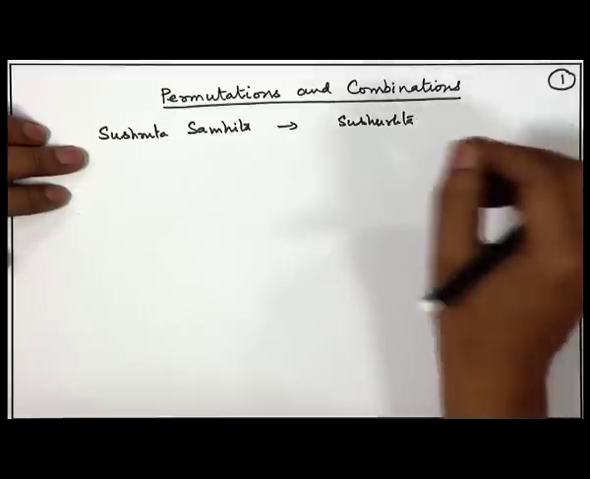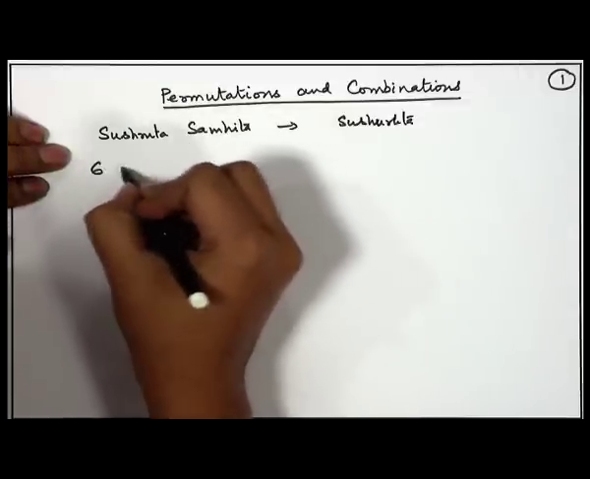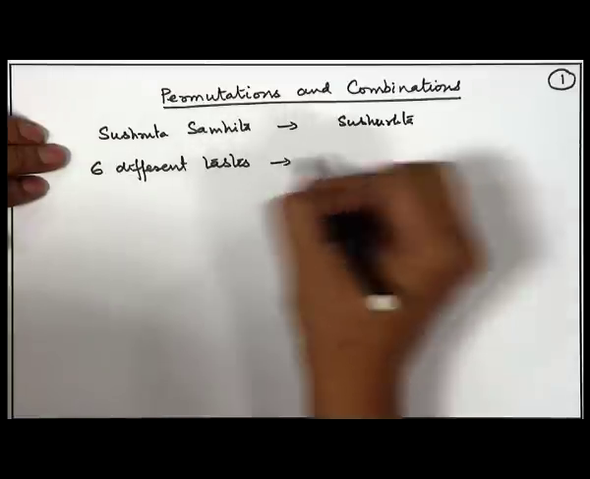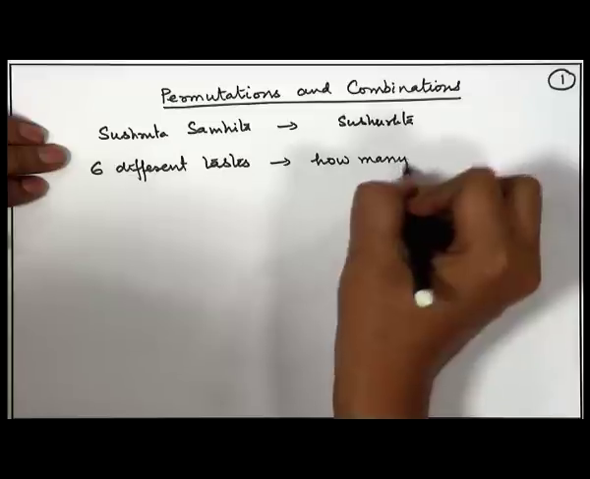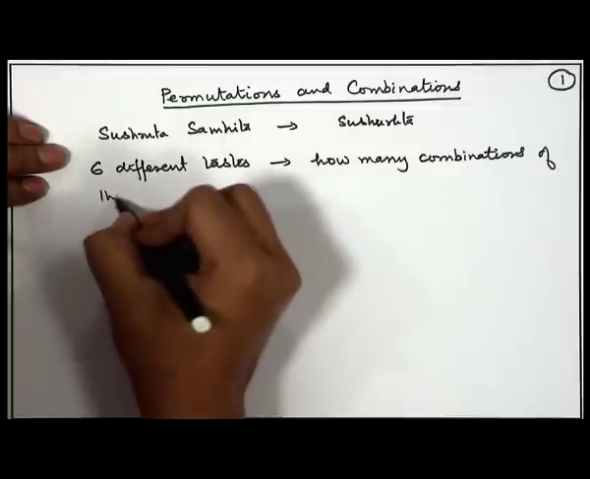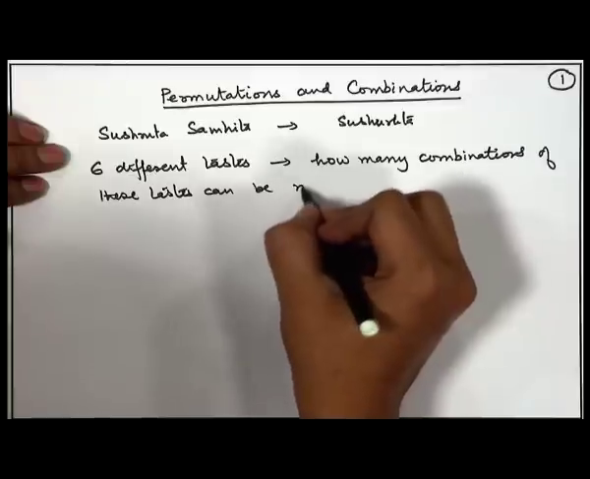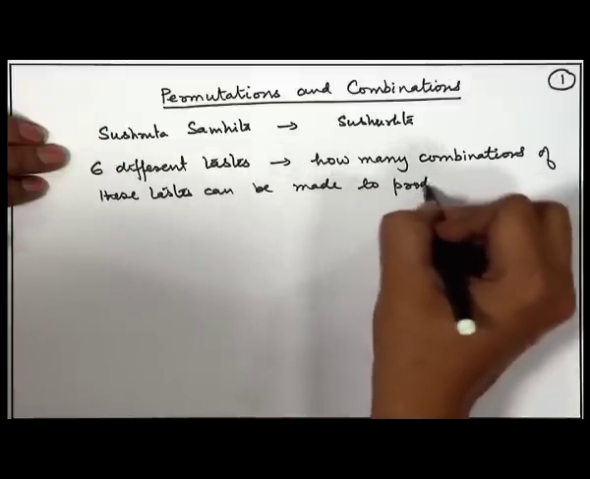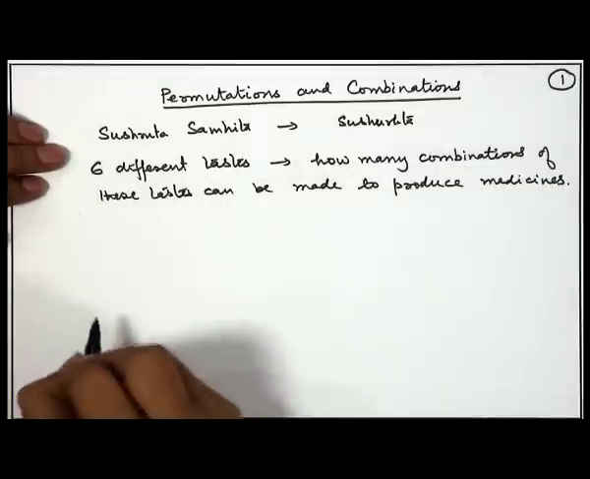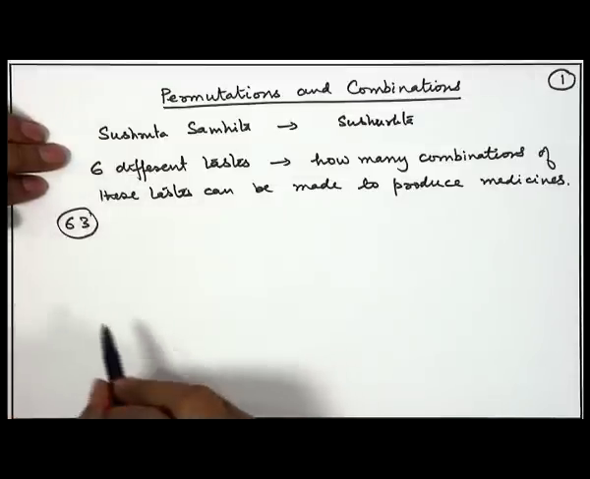So, you can say one of the first doctors, and he mentions that if there are 6 different tastes, how many combinations of these tastes can be made to produce medicines, and he gave the answer as 63. This is the number that Sushrut Sanhita mentions.